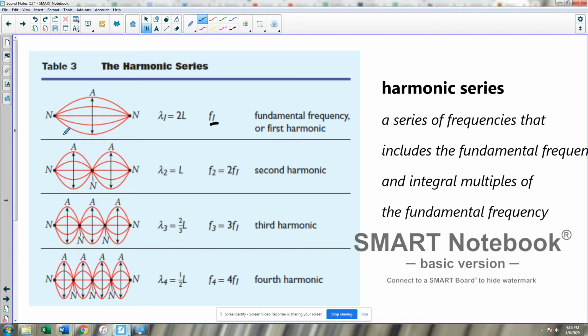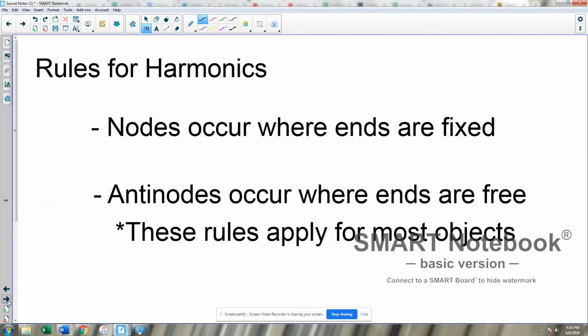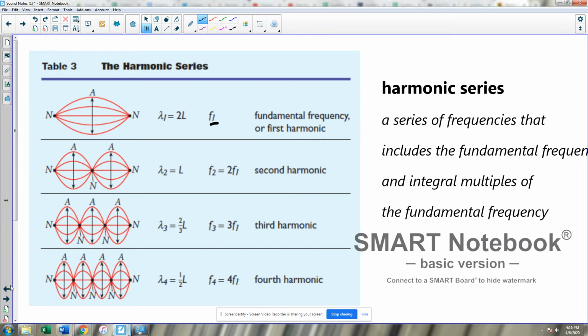But this is for a string. Not all instruments are stringed instruments. There are general rules for any kind of instrument, depending on whether something is able to vibrate at the ends or not. With the string, we know that the strings are fixed at the ends, and so a string is always going to vibrate such that it's moving in the middle and fixed at the ends. But a trumpet wouldn't be like that. A trumpet makes noise, and a trumpet is open at the end, right?